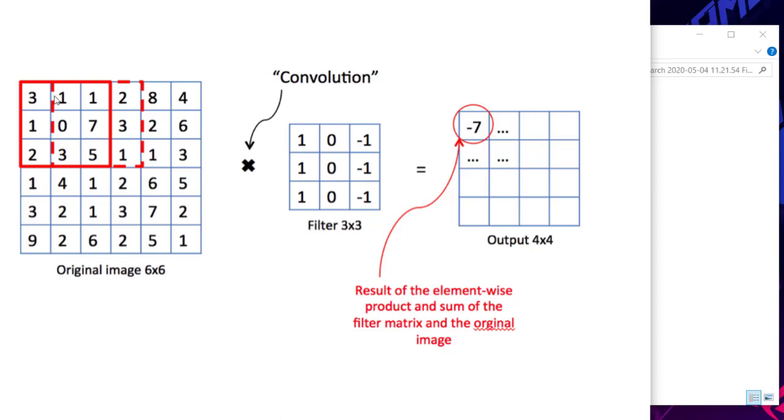After this, the filter has to move to the next round of convolution, right? For that it uses stride. If stride is 1, then instead of 3 1 1 it goes to 1 1 2, 0 7 3, 3 5 1, and it produces the next number. Then it moves to 1 2 8, 7 3 2, 5 1 1, it produces the next number, and so on and so forth. Okay, I hope this is clear how this works.